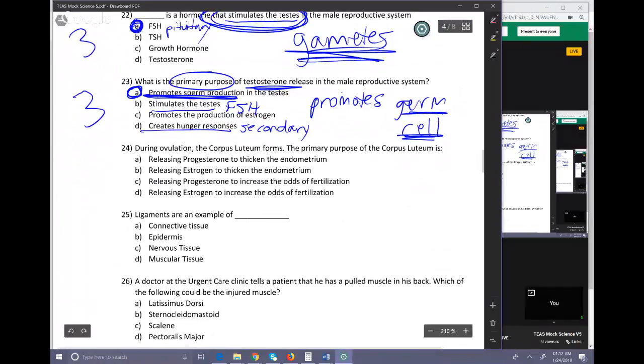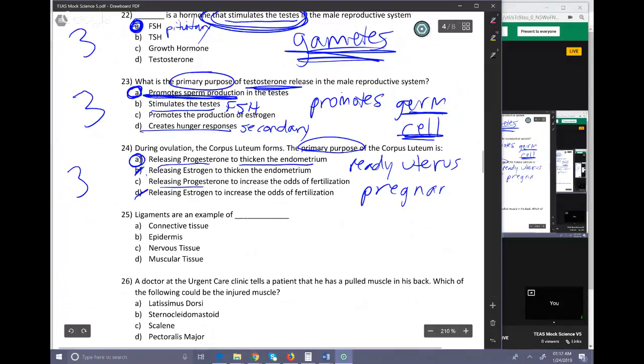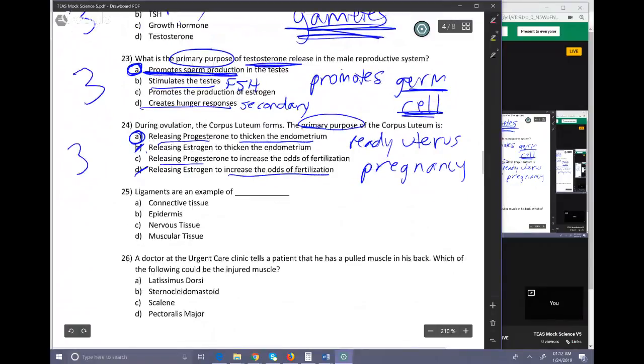24 is from Anatomy 3 also. During ovulation, the corpus luteum forms. The primary, again, primary purpose is, hopefully you know right away that you look for releasing progesterone, and then you can narrow that down so that you can thicken the endometrium, or in some way ready the uterus for pregnancy. That's what you're ultimately looking for. Not increase the odds of fertilization. That's not something that happens with progesterone.